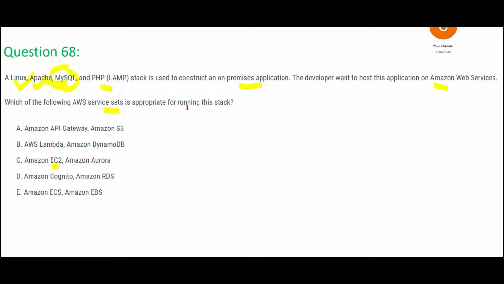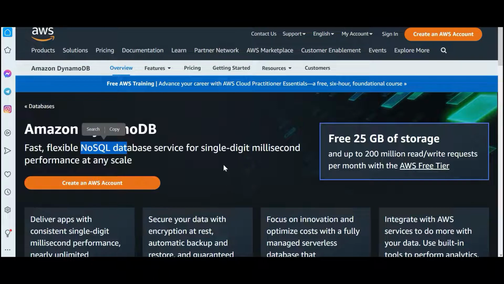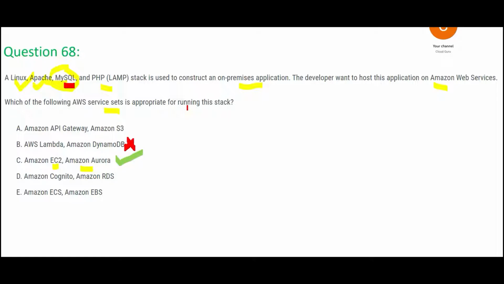You see this MySQL, I can put it on Aurora, because MySQL is a SQL database, and if I see options for SQL databases, Aurora would suffice. Now one thing we should note is DynamoDB, this won't work here. The reason is we are looking for a SQL based database. DynamoDB is a NoSQL database. It is a high performance database. So I would strike out this option.